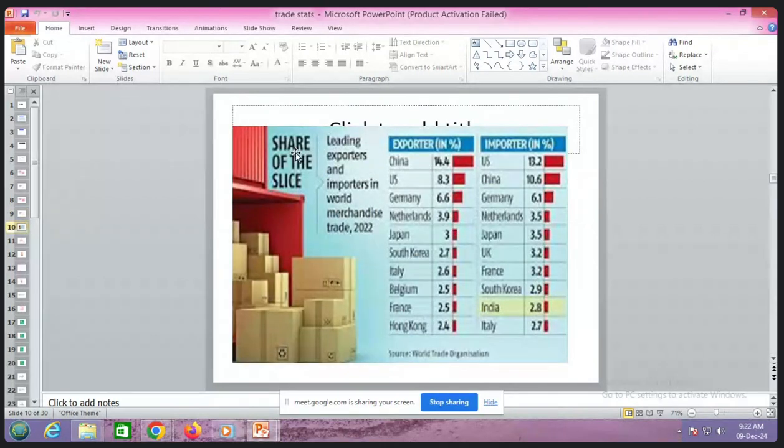So the highest intra-regional merchandise trade takes place in Europe and Asia, and the lowest takes place in Africa. So who has the highest share of the slice? We have already seen the top three, China, US and Germany, which I had shown in one of the previous slides. You can see that nowhere in the exports is India in the top 10. So India is not in the top 10 exporters. There are other countries which have higher shares, but China outstands all the other countries.